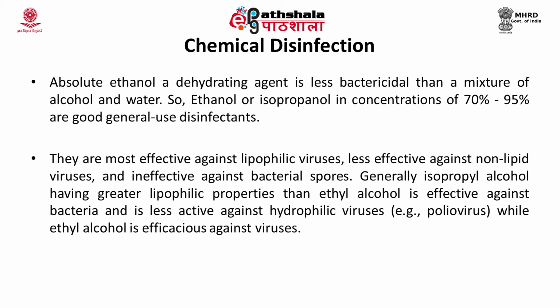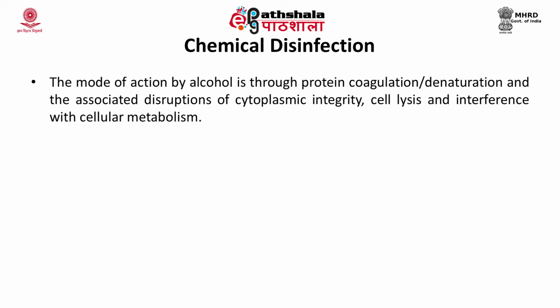Generally, isopropyl alcohol has greater lipophilic properties than ethyl alcohol. So it is effective against bacteria, but less active against hydrophilic viruses like the polio virus, while ethyl alcohol is more effective against hydrophilic viruses. The mode of action of alcohol is through protein coagulation, denaturation and the associated disruption of cytoplasmic integrity, which will finally lead to cell lysis and interference with cellular metabolism.